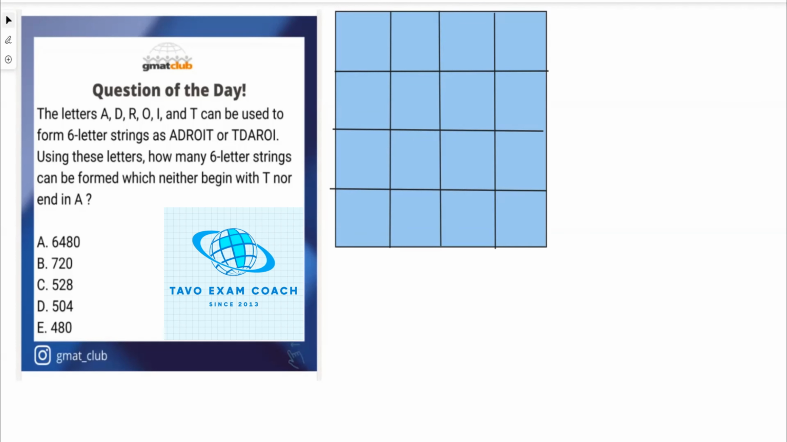The question divides the whole group of six-letter strings, the total number of strings or the universe of strings that can be put together using the six letters, into groups with two intersecting characteristics. The first intersecting characteristic is beginning or not with the letter T. The second intersecting characteristic has to do with ending in A or not.